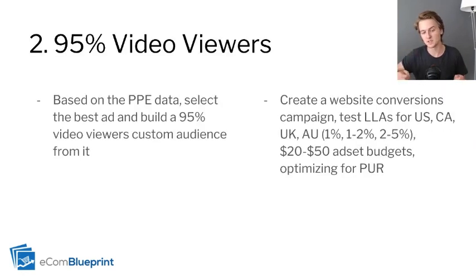And then based on that PPE data, you want to select the best ad, the one that has the lowest cost per engagement and also drives the most actions on your website. You want to pick the best ad based on the data and then build a 95% video viewers custom audience from it. And then from that audience, you want to create lookalike audiences for the US, Canada, the UK, and Australia from 1%, 1 to 2%, and 2 to 5%. Then you want to create a new website conversions campaign and test all of those. So for those 4 countries and then 3 for each, that's 12 ad sets right there. And that's how you want to start launching your purchase optimization campaigns.